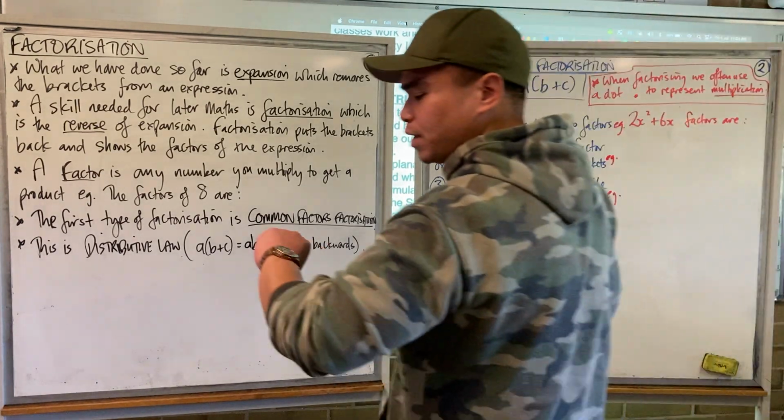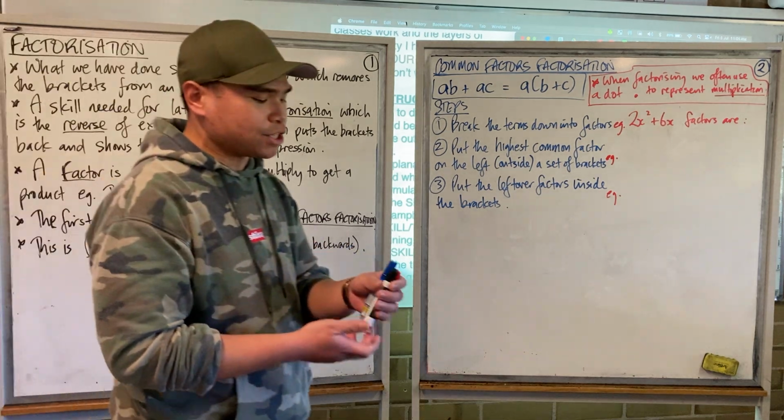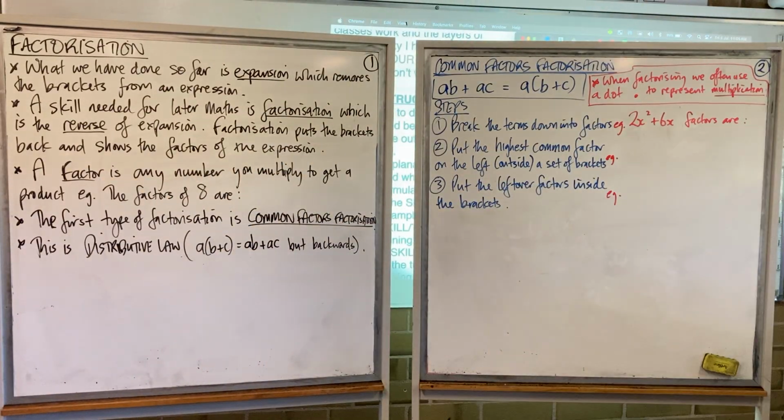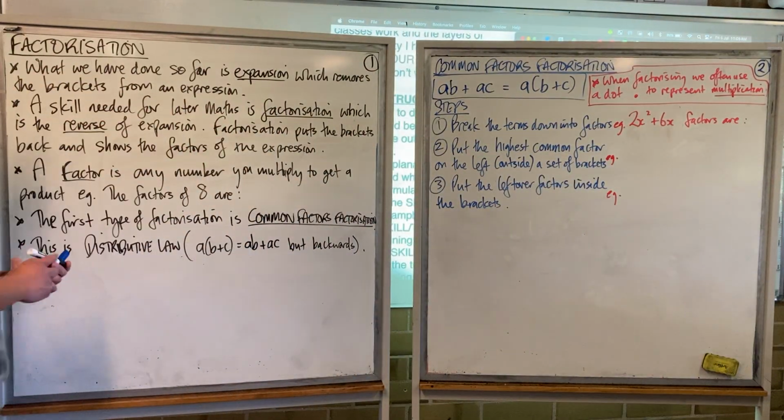Alright, we are doing factorization today, as you can see by the title. What we have done so far, what you just got tested on yesterday, was called expansion. And what did you do with expansion? It removed the brackets from an expression. A skill you need for later maths is called factorization, which is literally the reverse of that. So you're just doing it backwards. Factorization puts the brackets back and shows the factors of the expression.